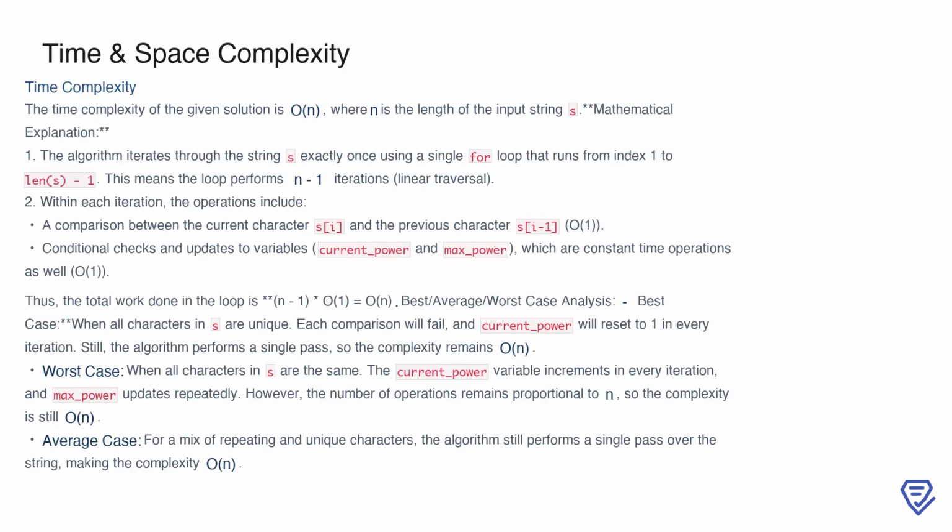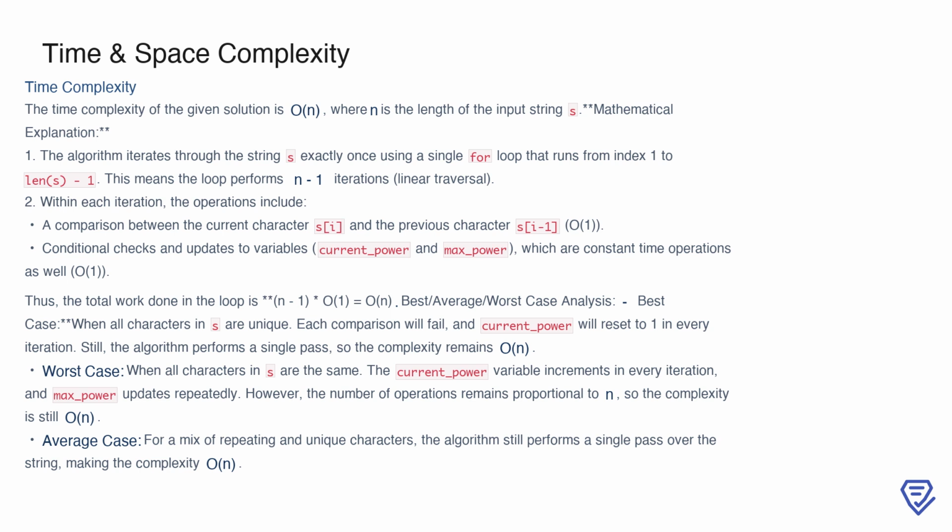The time complexity of the given solution is O(n), where n is the length of the input string. This is because the algorithm performs a single pass through the string using a for loop that iterates from index 1 to n-1, resulting in n-1 iterations. During each iteration, the operations include comparing the current character with the previous one, which takes constant time, and updating variables like current_power and max_power, which are also constant time operations. When we multiply the number of iterations by the constant work done in each, the total time complexity is O(n).